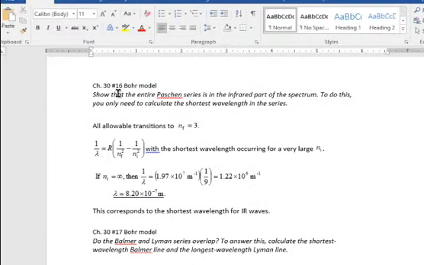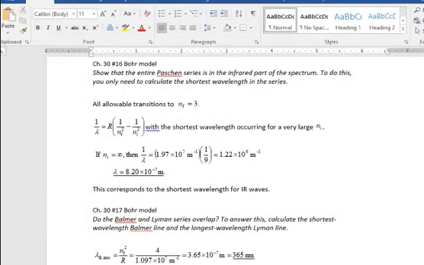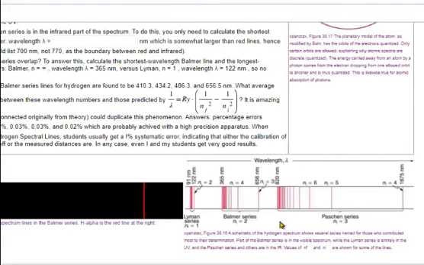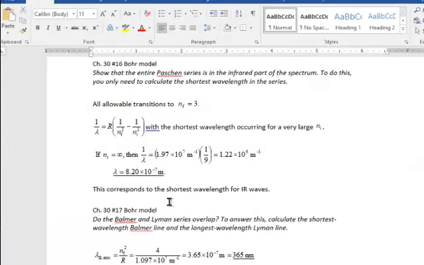Show that the entire Paschen series is in the infrared part of the spectrum. To do this, you only need to calculate the shortest wavelength in the series. What they mean by that is that when I look at the Paschen series here, the shortest one is just this one here, the 820. So if I calculate that for a very large orbit again, I come up with that, yeah, all of them ought to be in the infrared. So here we go. In fact, there's the 820 right there.